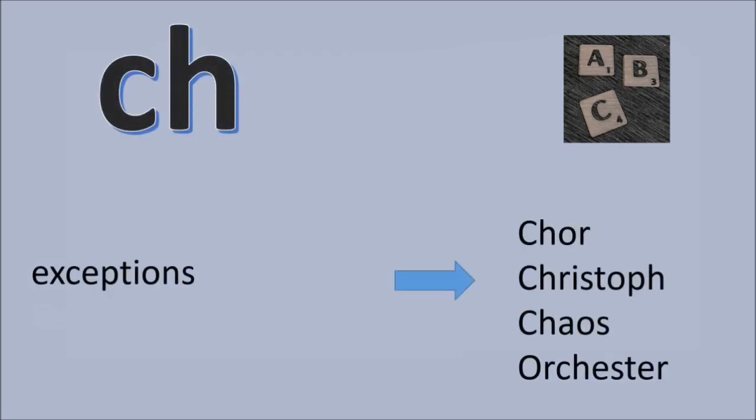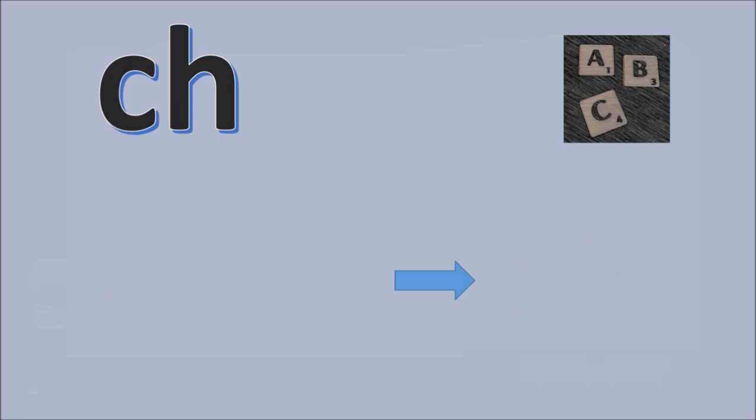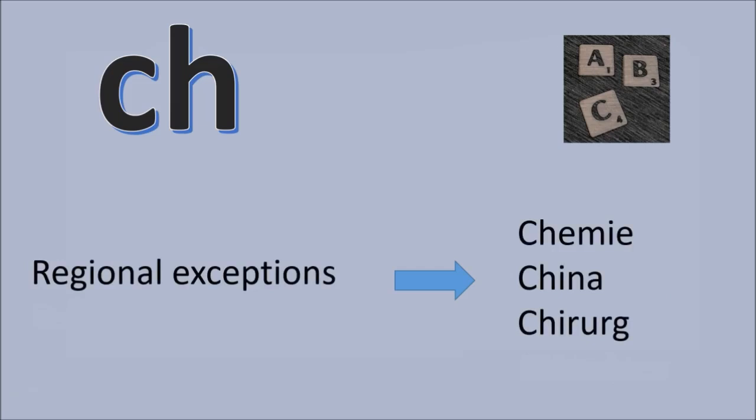Some exceptions. CH here, again with foreign words, is pronounced like the K: Chor, Christoph, Chaos, Orchester. And some regional exceptions. I've only ever pronounced these three words as Chemie, China, Chirurg, because that's what we say where I come from. In other areas, people say them differently.